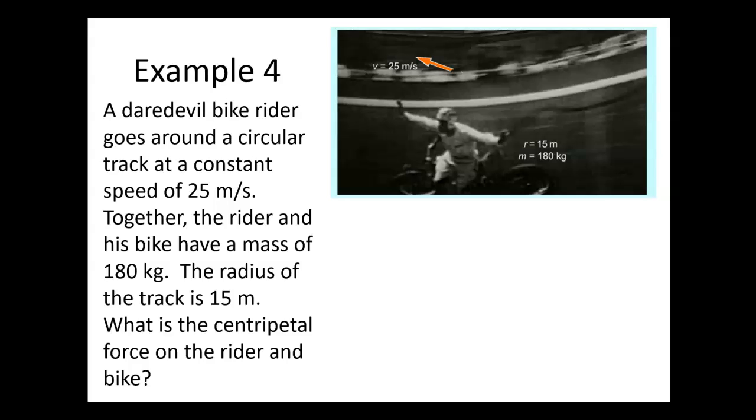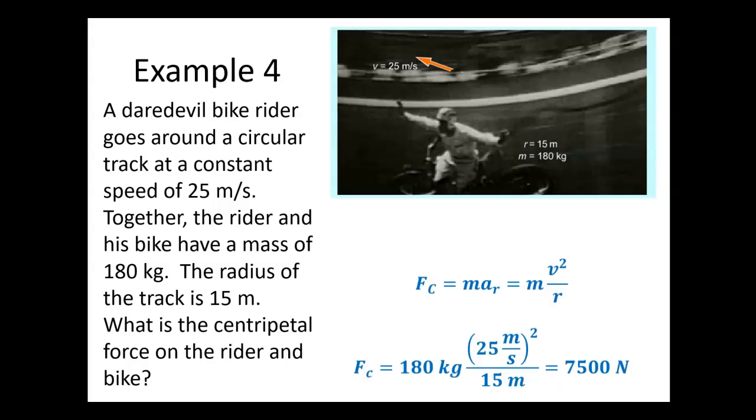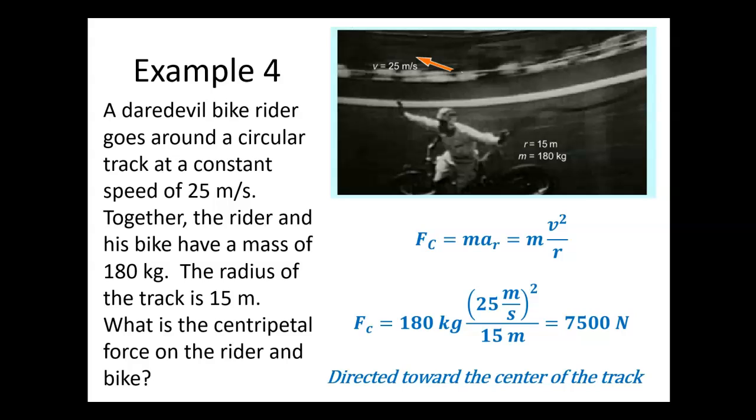So this bike rider is going around a circular track at a fast speed of 25 meters per second. If we wanted to know the centripetal force on the rider and his bike, we would have to find his centripetal or radial acceleration and then multiply it by his mass.